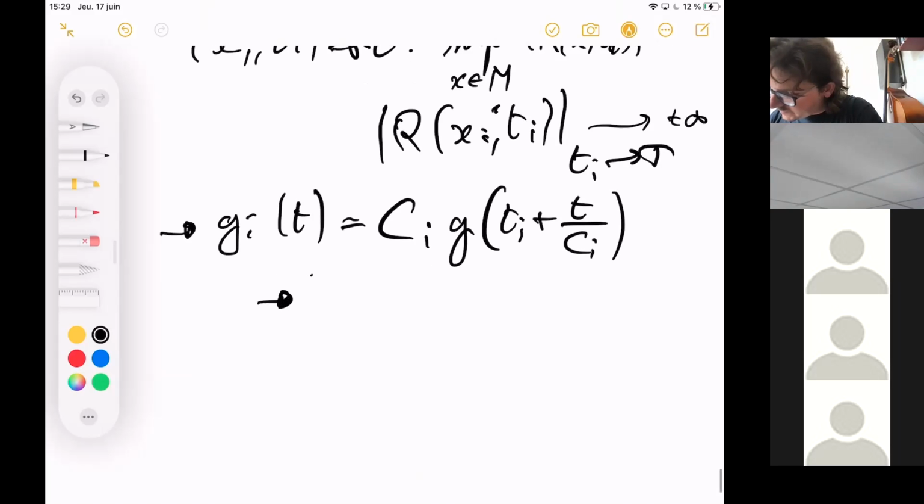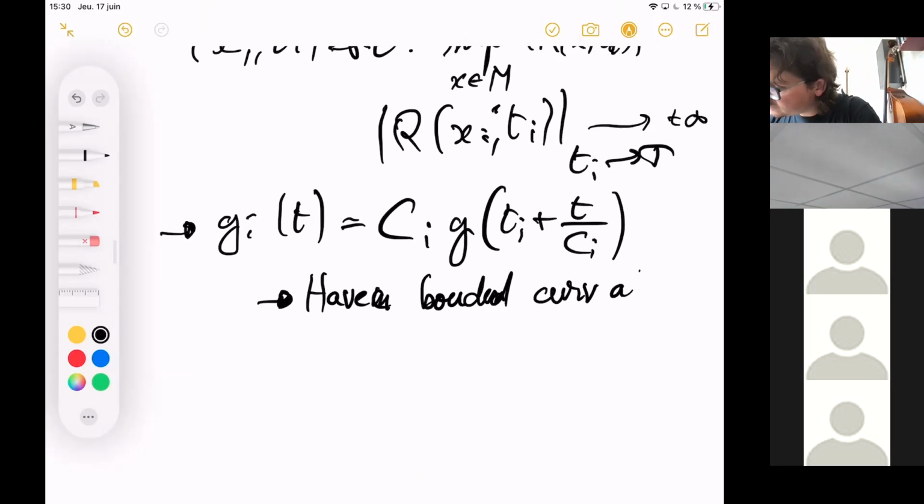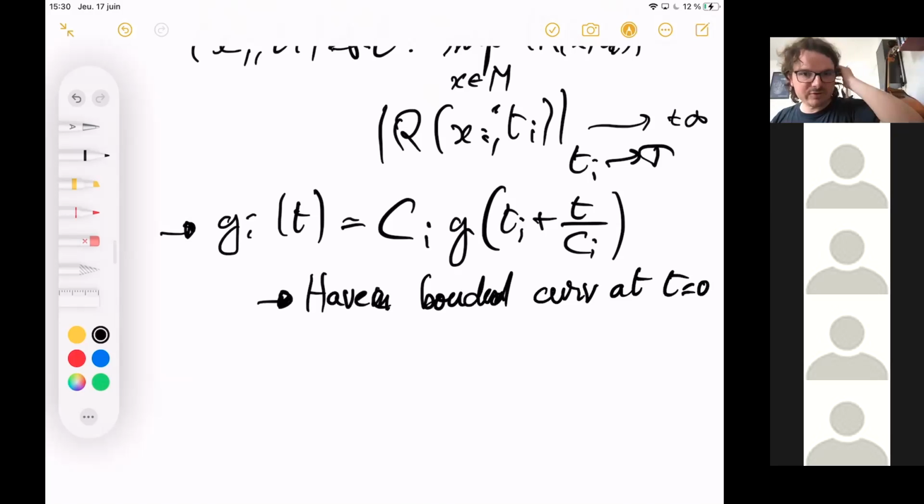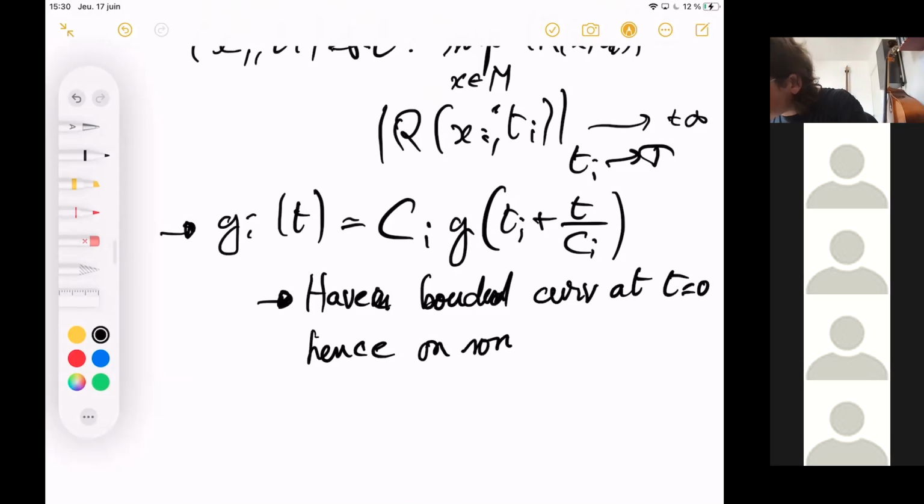They have bounded curvature at 0 actually. At t equals 0, it's bounded by 1, and with a maximum principle argument, again involving the norm of the Riemann curvature, you can show that you actually have a uniform bound on some 0 to epsilon time interval.